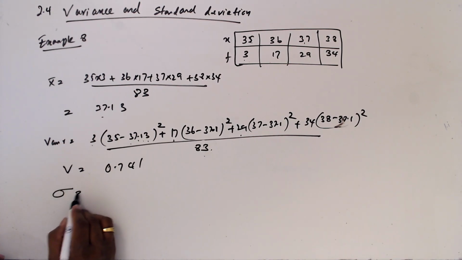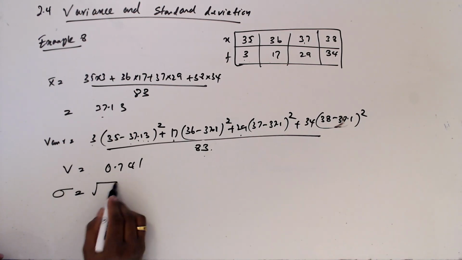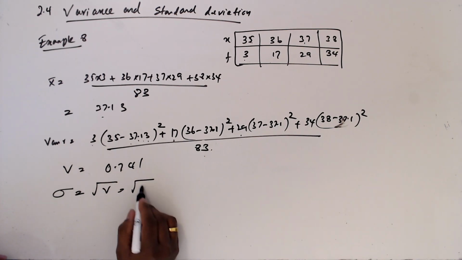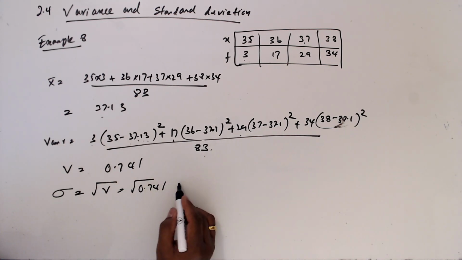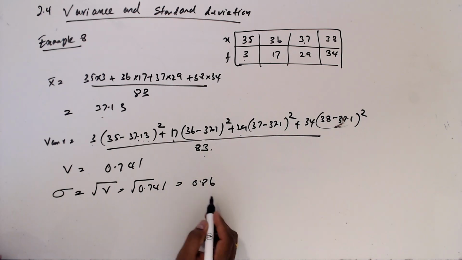So if you want sigma, square root V. So square root of the V value, 0.741, is 0.86.